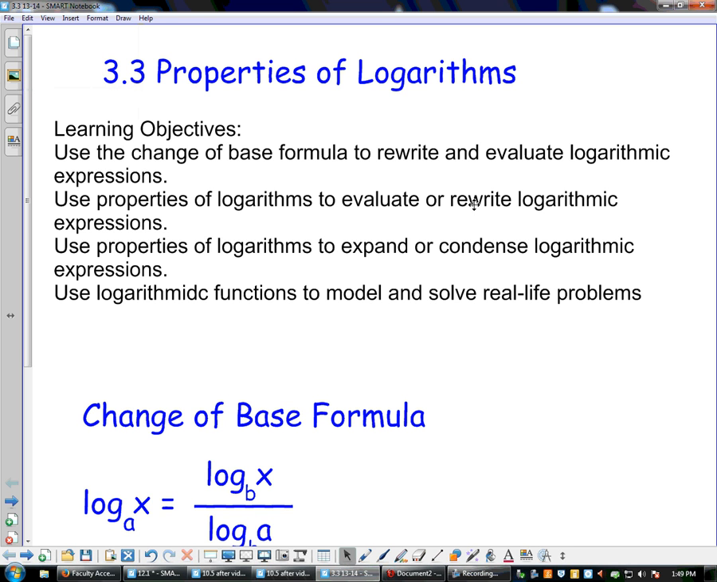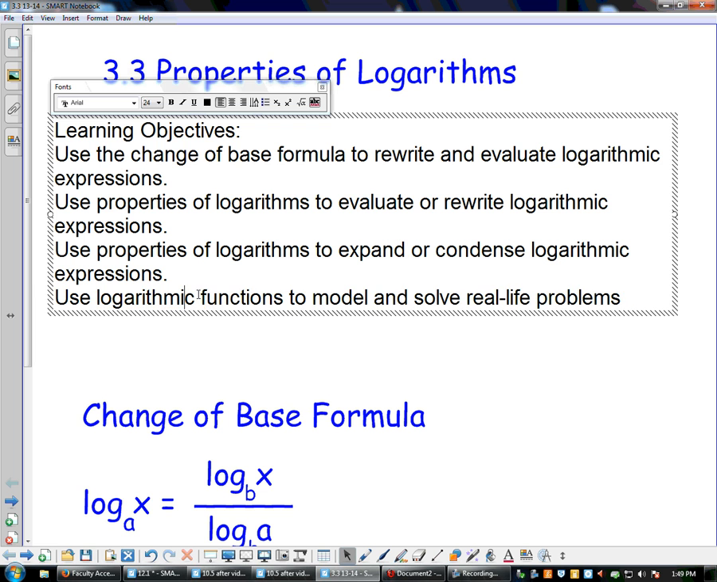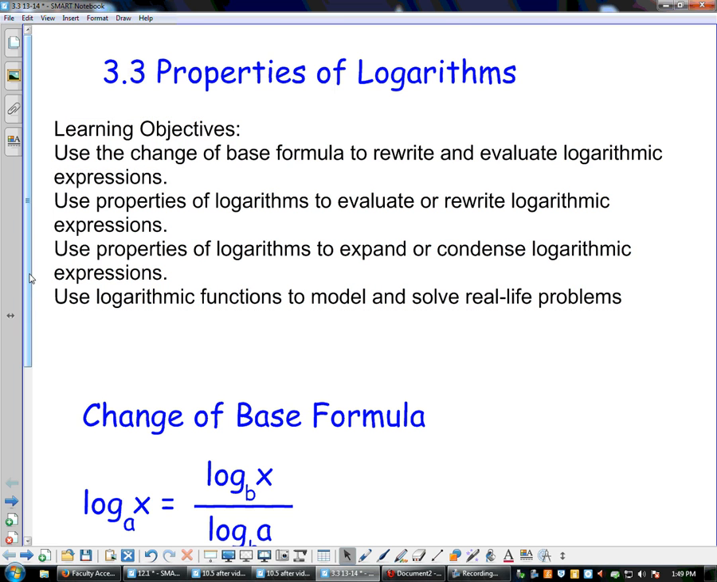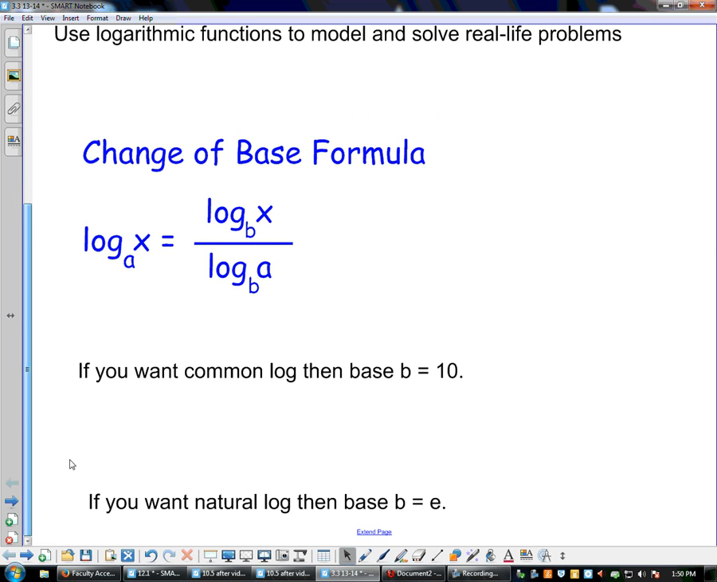We are looking at section 3.3, Properties of Logarithms. The learning objectives are to use the change of base formula to rewrite and evaluate logarithmic expressions, to use properties of logarithms to evaluate or rewrite logarithmic expressions, use properties of logarithms to expand or condense logarithmic expressions, and to use logarithmic functions to model and solve real-life problems. Sorry about the typo there. All right, so that's our charge for today.